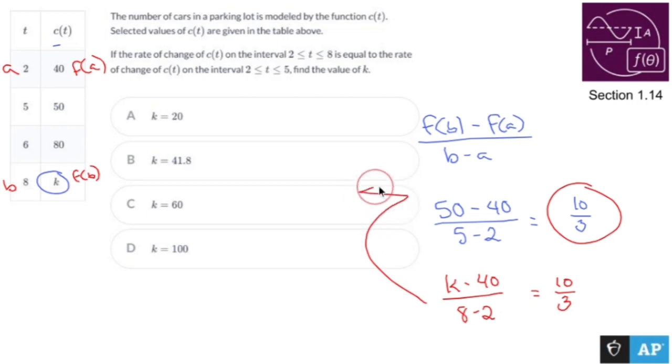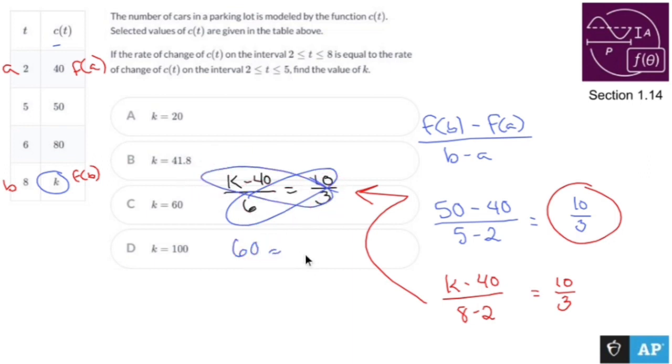So let me continue the problem over here. k minus 40, nothing I can do about that, over 6 equals 10 over 3. We have a proportion, so crisscross applesauce means I multiply across, so 60 is going to equal 3 times k minus 40, so that's distributive property. 3 times k is 3k, minus 3 times 40 is going to be 120. If I add 120 to both sides, 180 is going to equal 3k, and divide by 3, k is going to equal 60.